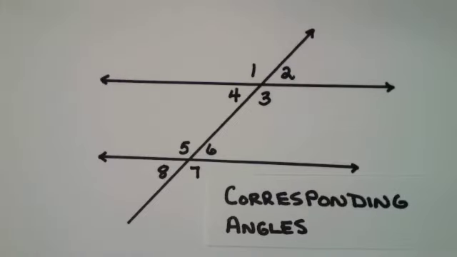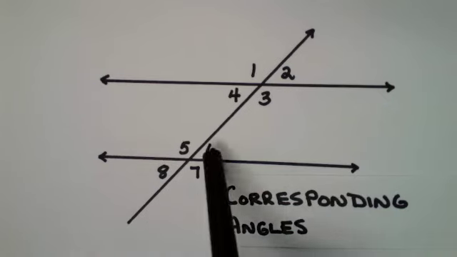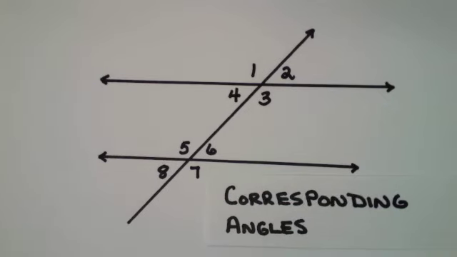Corresponding angles. 6 and what angle is corresponding? 6 and 2 are corresponding. 3 and what angle are corresponding? 3 and 7 are corresponding.